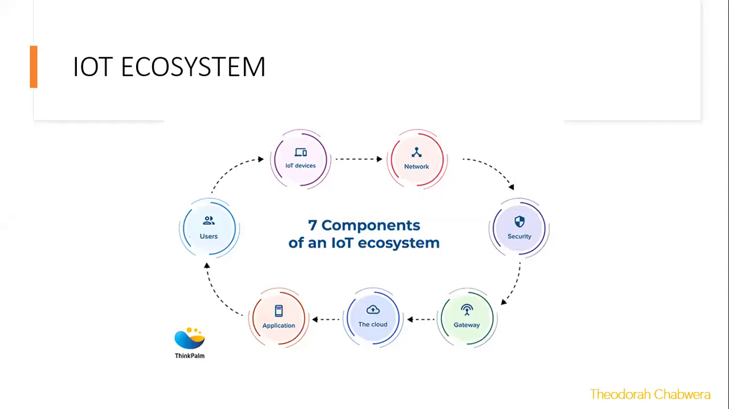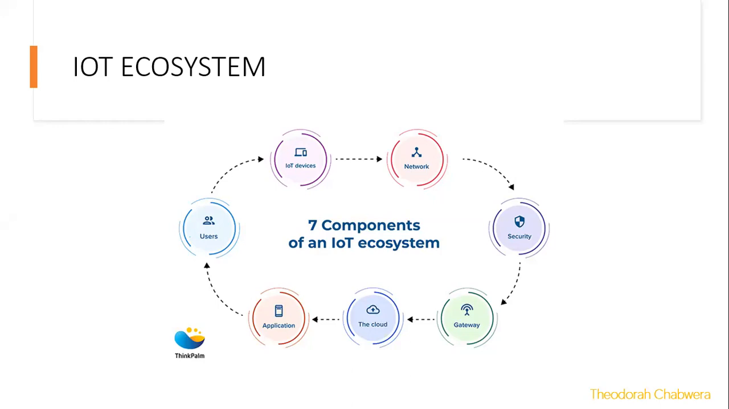Now let's look at the IoT ecosystem. We have 7 components that make up the IoT ecosystem. We have IoT devices, the network, security, the gateway, the cloud, applications, and stakeholders and users. So on the ecosystem, we'll start by discussing the IoT devices.